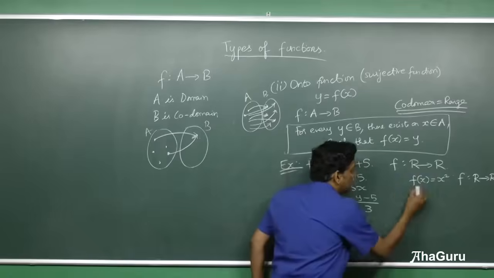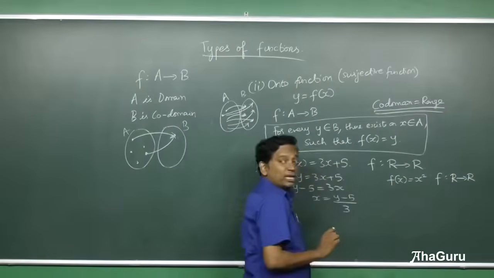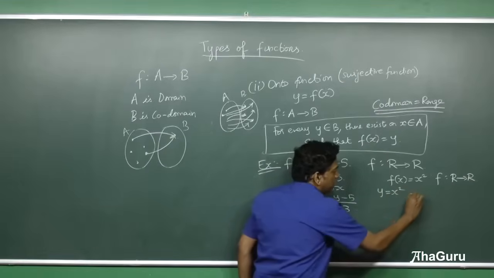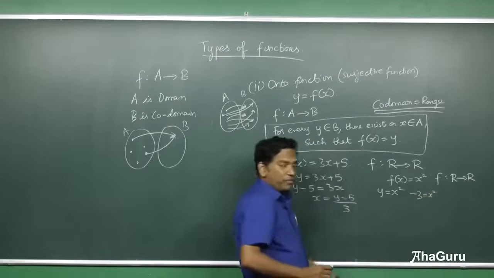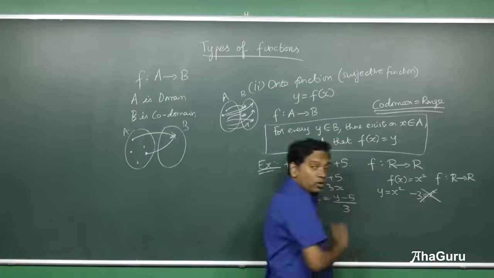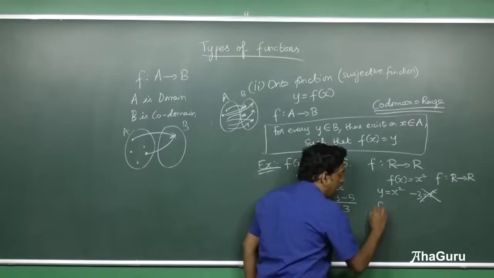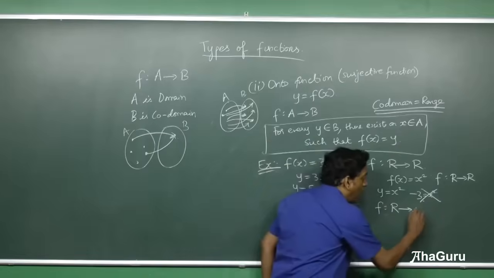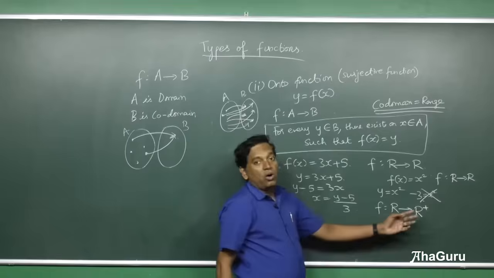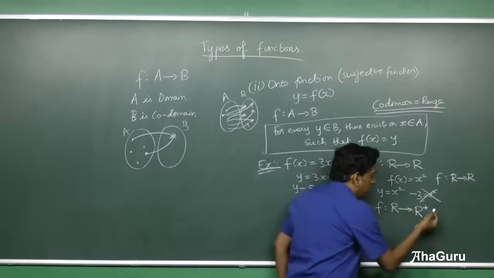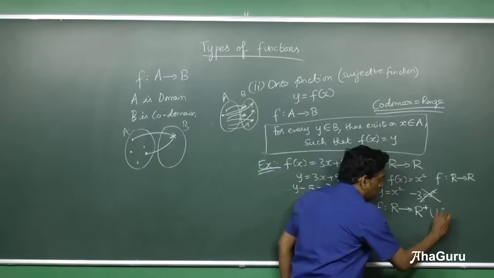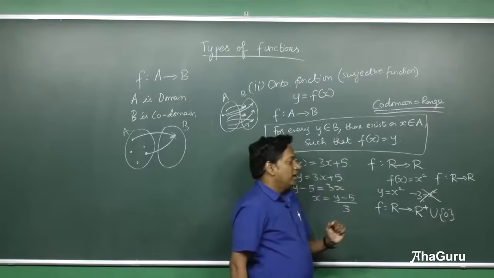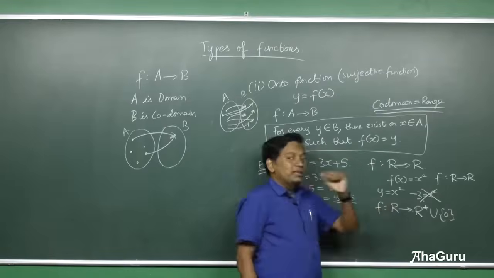Why? Because that means all real numbers you can consider. Now y is equal to x square. Suppose I put y is equal to minus 3. Minus 3 is equal to x square. Can you find a real number satisfying this? Clearly no. But on the other hand, suppose I say f is from all real numbers to R plus, that is all positive numbers including 0. So union the element 0. This is only positive real numbers and you add 0 to it. Now, is this an onto function?